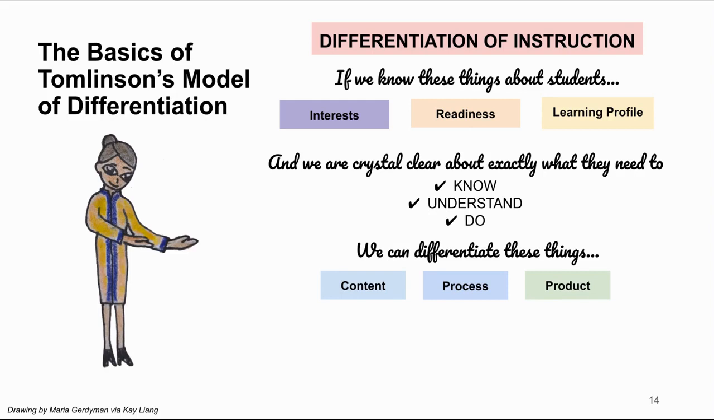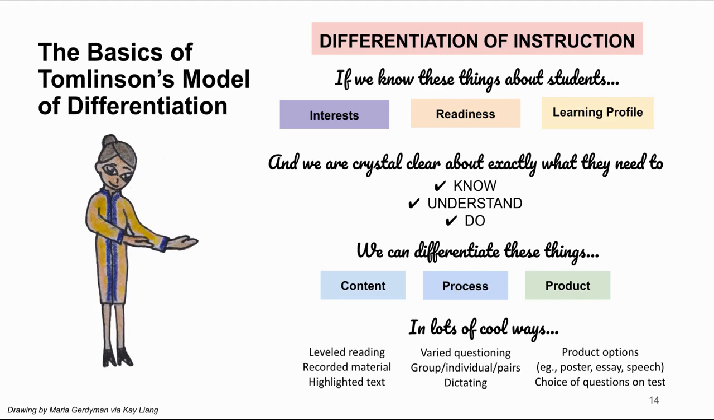Based on that, we can differentiate these 3 things. We can differentiate the content, so we can potentially offer them a different level of reading material. We could offer them recorded material or give them highlighted text. We can differentiate the processes they'll use, so we can give them different types of questions for different groups. We can encourage them to work in groups, work as individuals, or allow them to work in pairs.